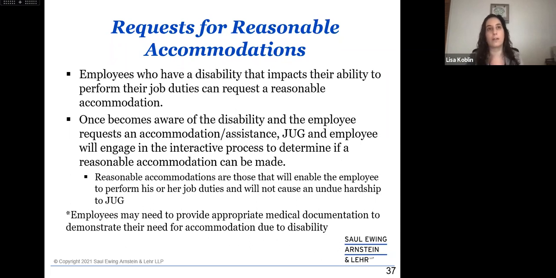So, for example, if somebody had a desk position and they couldn't see, they had a small monitor and couldn't see the print on the screen and needed a larger computer monitor, that could be a reasonable accommodation depending on the condition. Somebody needs a different desk chair because they have a lumbar disc issue.